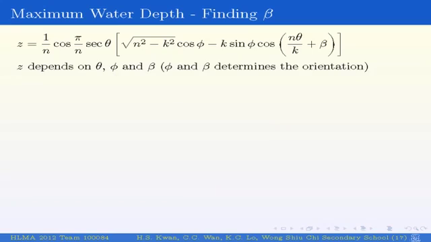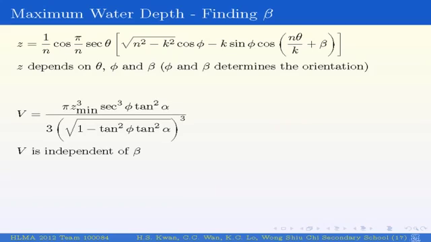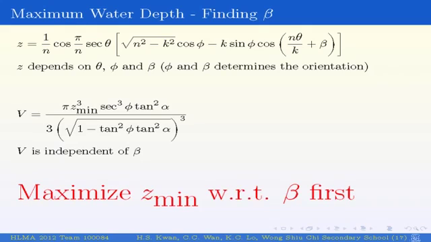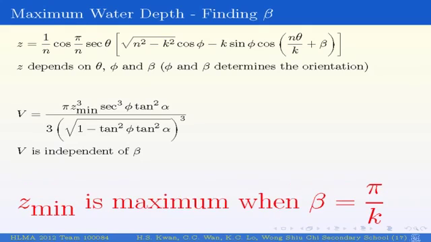For a given orientation fixed by phi and beta, z is the water depth in V. The minimum value of z is the water depth. But we have to first reduce the number of variables in order to do an optimization problem. Notice that z is dependent on beta, but phi is not. So we will first maximize the water depth with respect to beta first. And it turns out that the maximum of z min occurs when beta is pi over k.